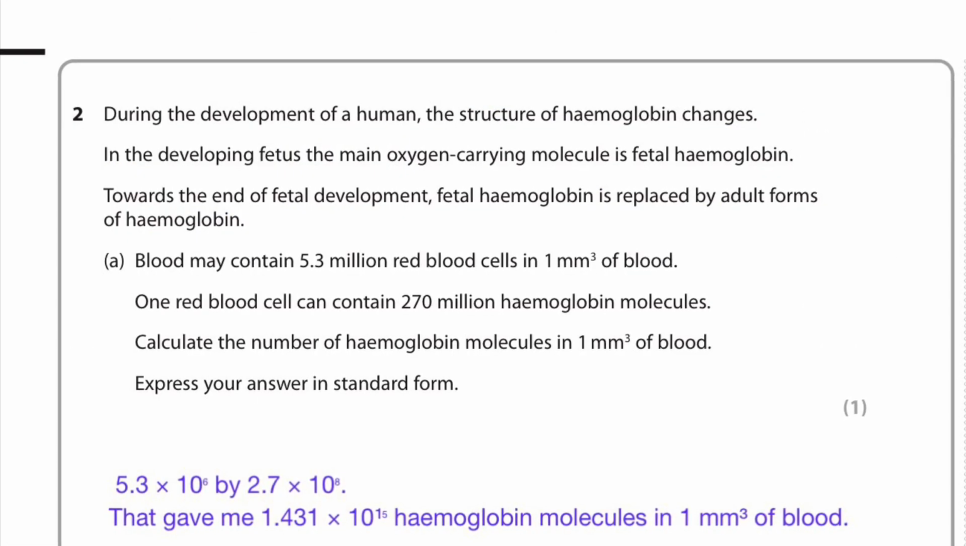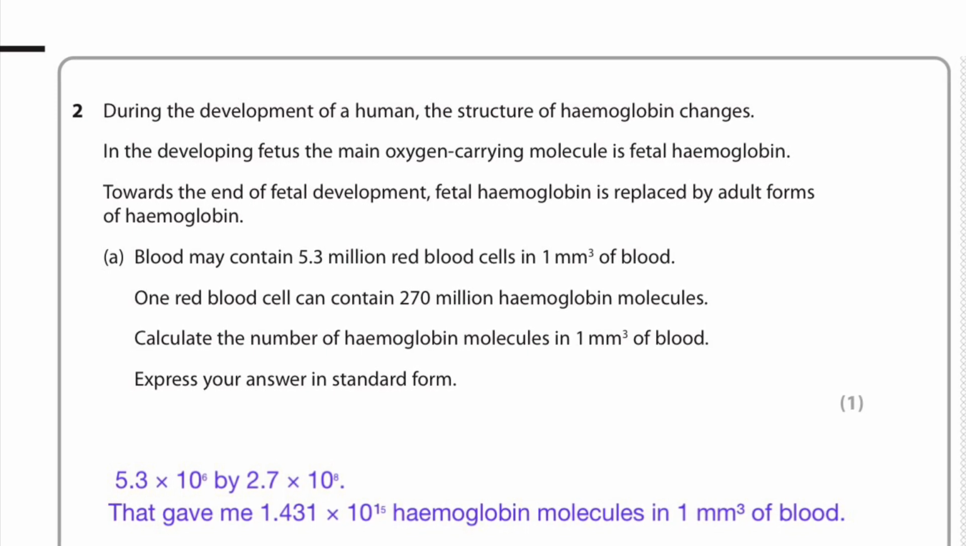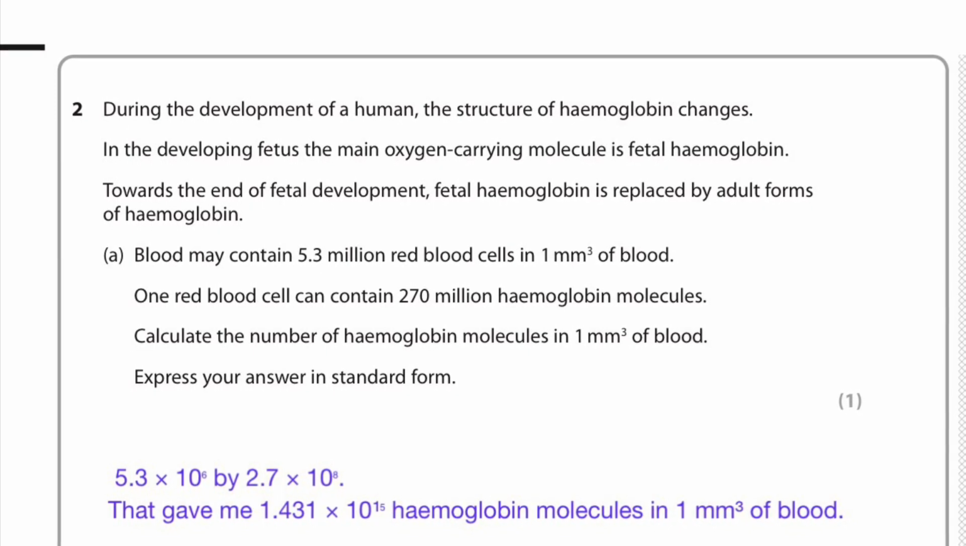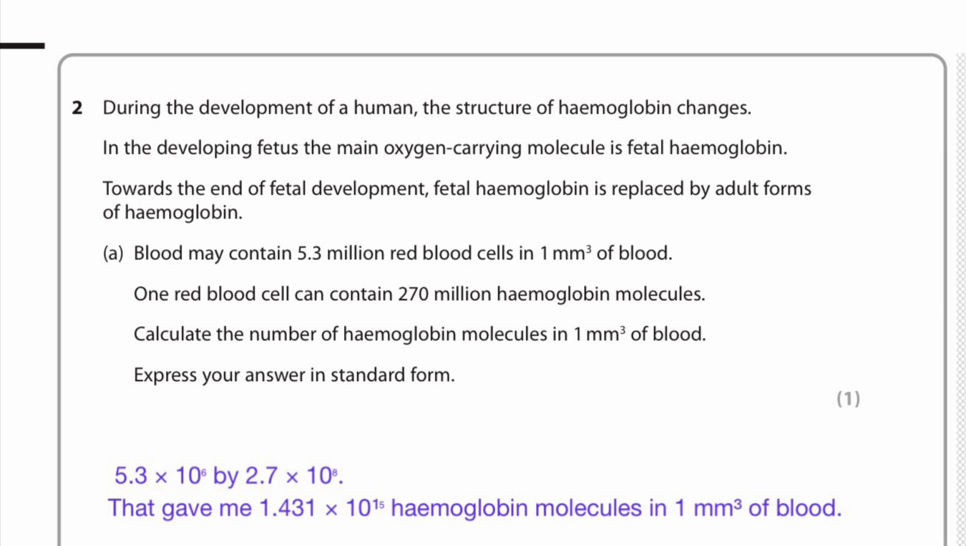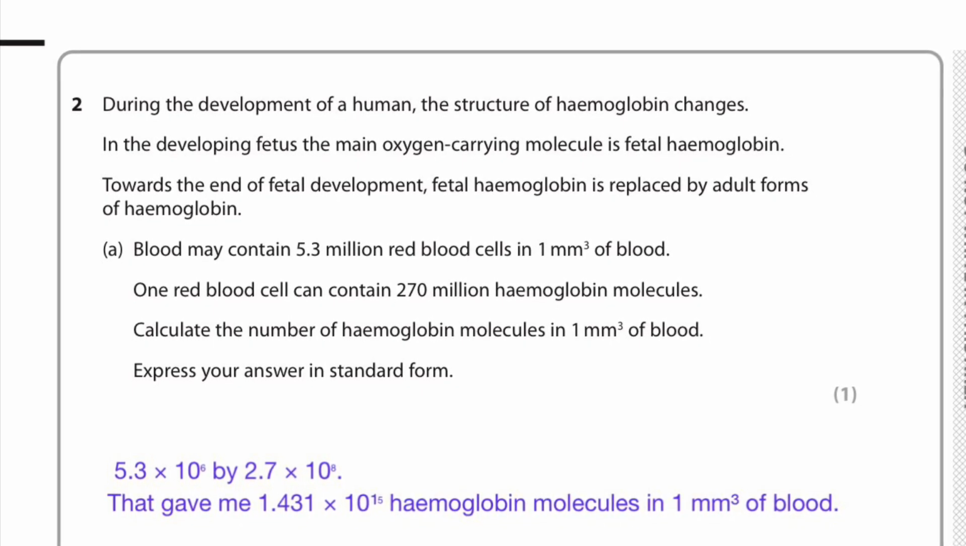In question 2, during the development of a human, the structure of hemoglobin changes. In the developing fetus, the main oxygen-carrying molecule is fetal hemoglobin. Towards the end of fetal development, fetal hemoglobin is replaced by adult forms of hemoglobin.